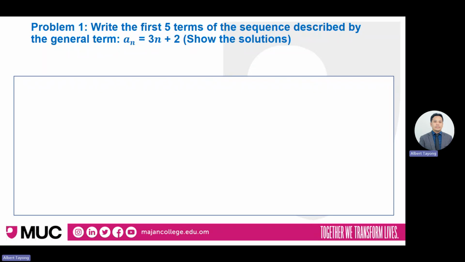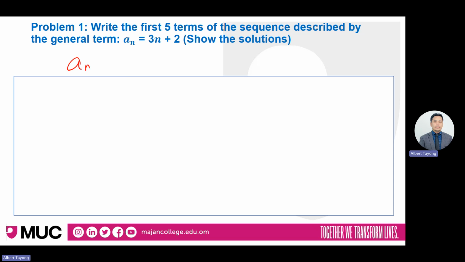Today, we're going to solve problems involving sequences, arithmetic and geometric sequences. So the first problem is to write the first 5 terms of the sequence described by the nth or general term a sub n equals 3 times n plus 2 and show the solutions.